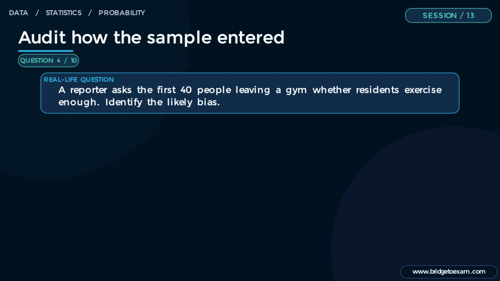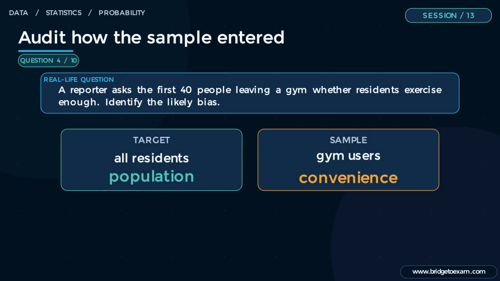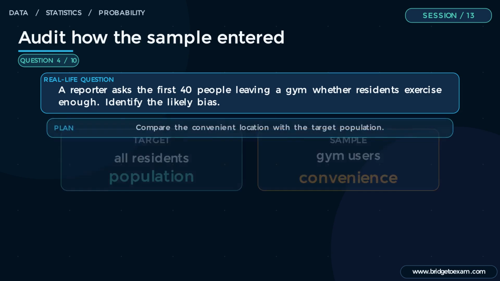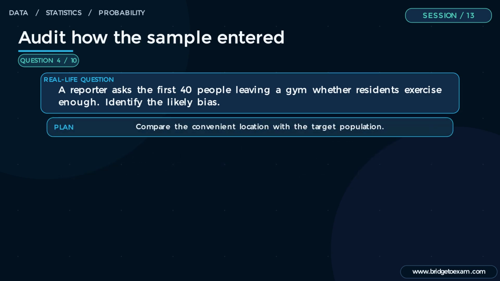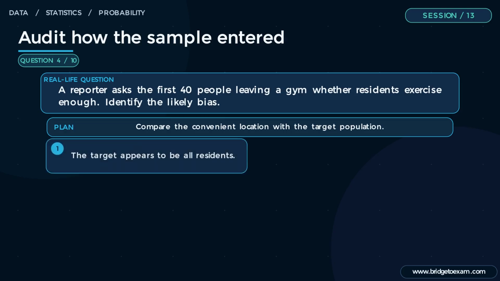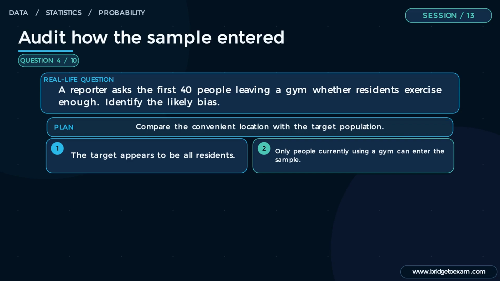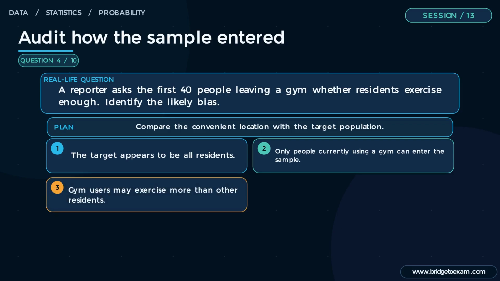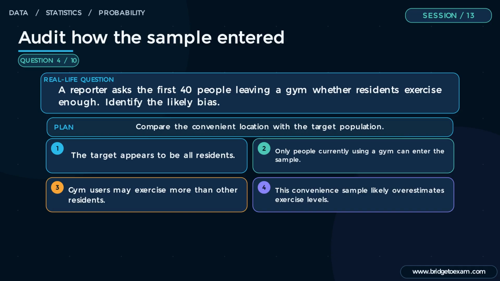Example 4. A reporter asks the first 40 people leaving a gym whether residents exercise enough. Identify the likely bias. Plan. Compare the convenient location with the target population. Step 1. The target appears to be all residents. Step 2. Only people currently using a gym can enter the sample. Step 3. Gym users may exercise more than other residents. Step 4. This convenient sample likely overestimates exercise levels.